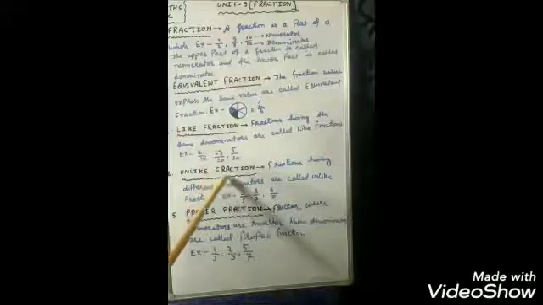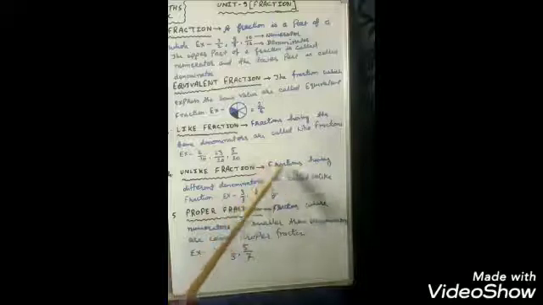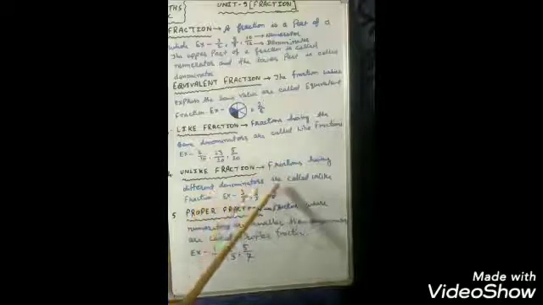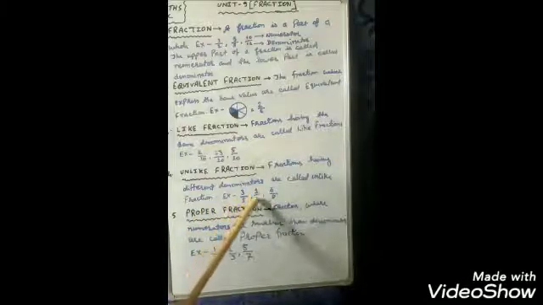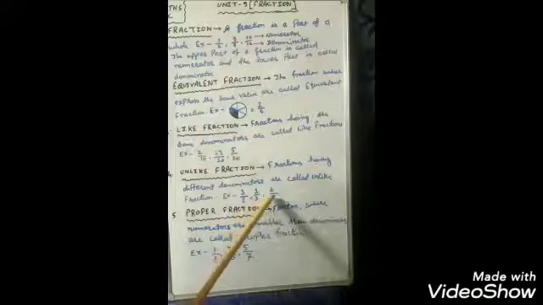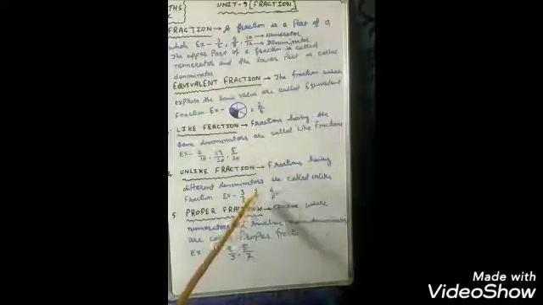Next, unlike fraction. Fractions having different denominators are called unlike fractions. Like 3 by 5, 1 by 3, 6 by 8. Denominators are different: 5, 3, 8. That's why these are called unlike fractions.